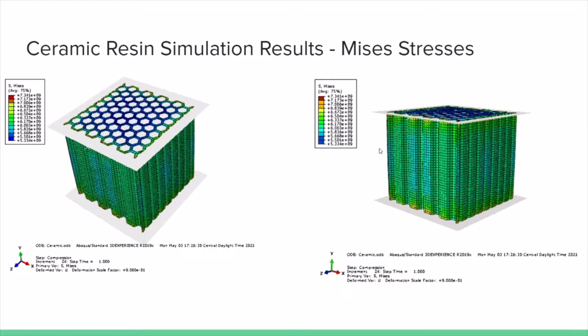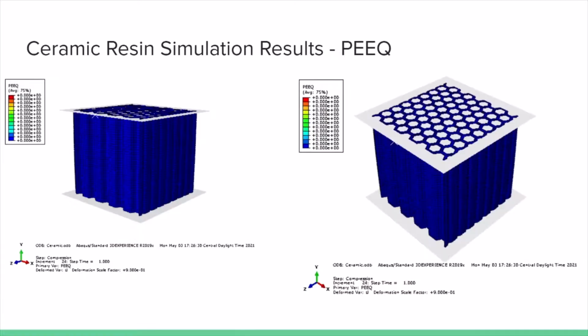However, we do see here where the stress does also tend to concentrate around the perimeter of the part, and we believe that this is due to a bit of a flaw in our simulation, not accounting for the fact that there would be some bowing due to those edges.